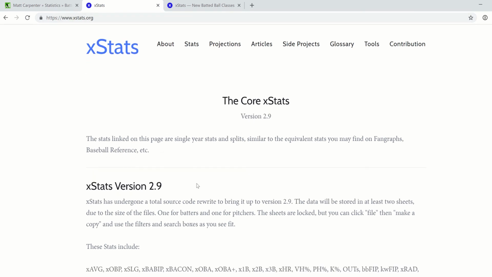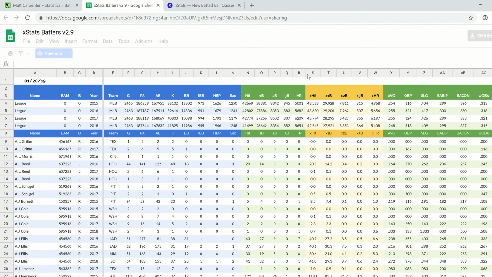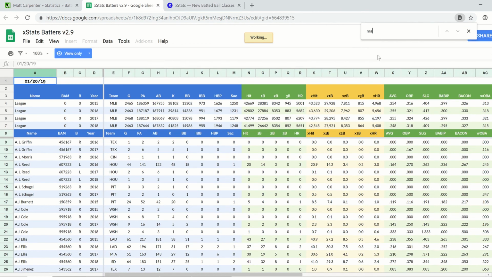Now, you just go to xstats.org and scroll down, click on xstats version 9 batters, and then an Excel spreadsheet is going to pop up right here for you. Now we're just going to do a quick search for Matt Carpenter. That should get us to Matt Carpenter. There's no other Matt Cars, I don't think. It's not in the sheet, sorry.